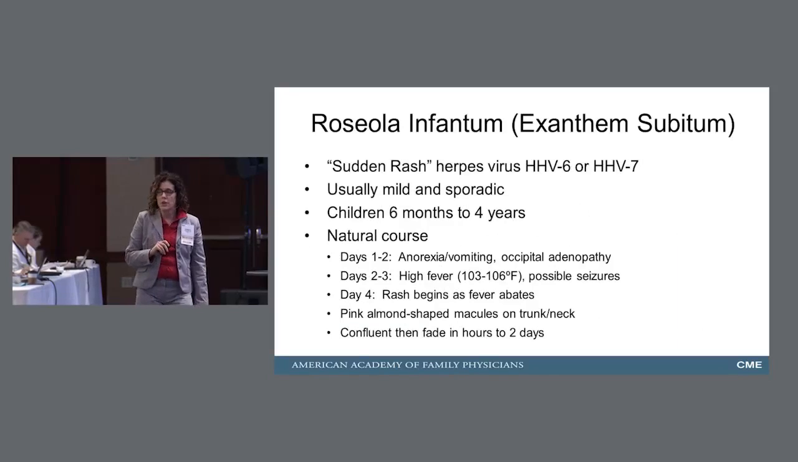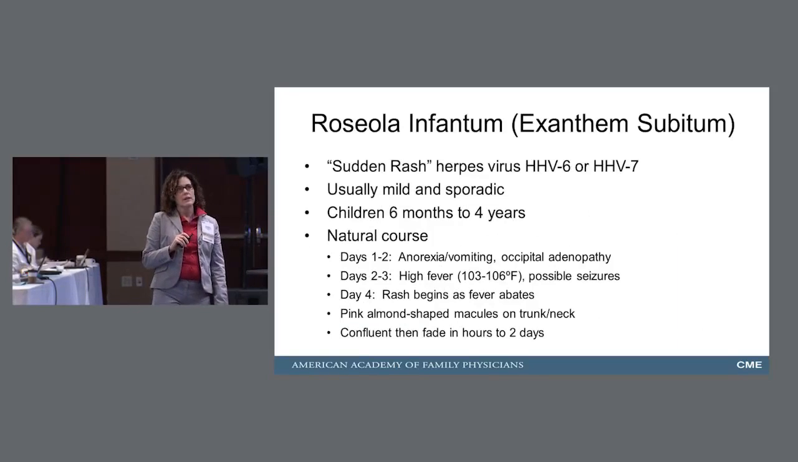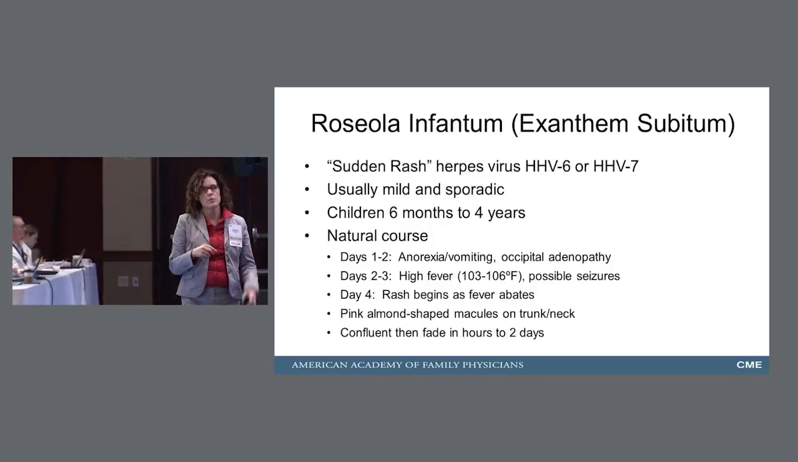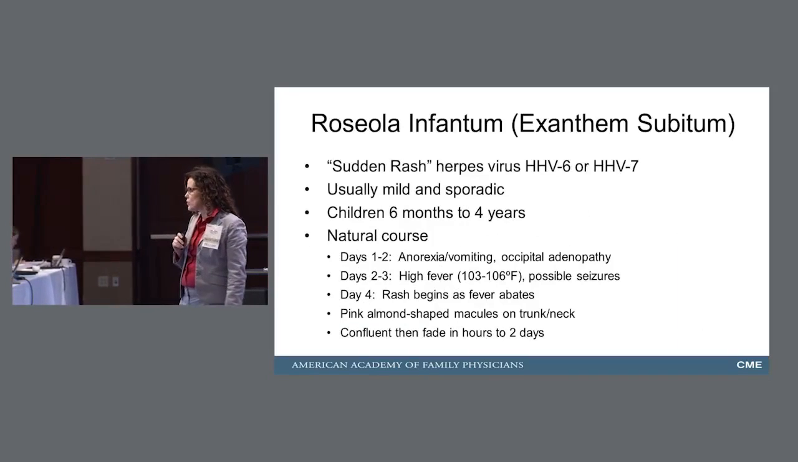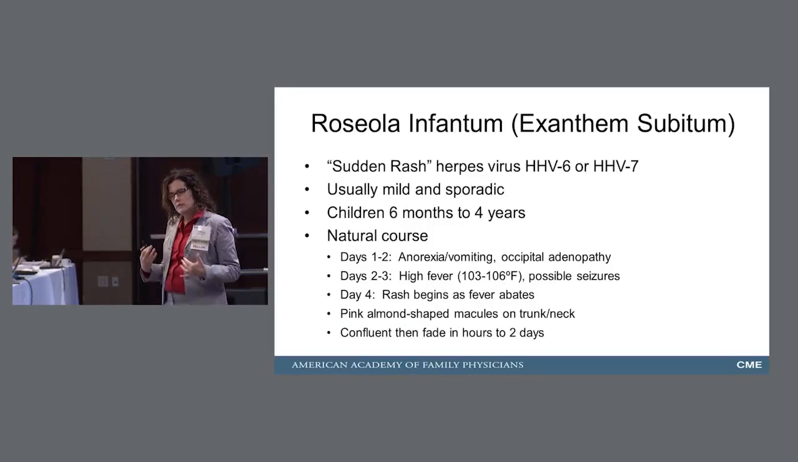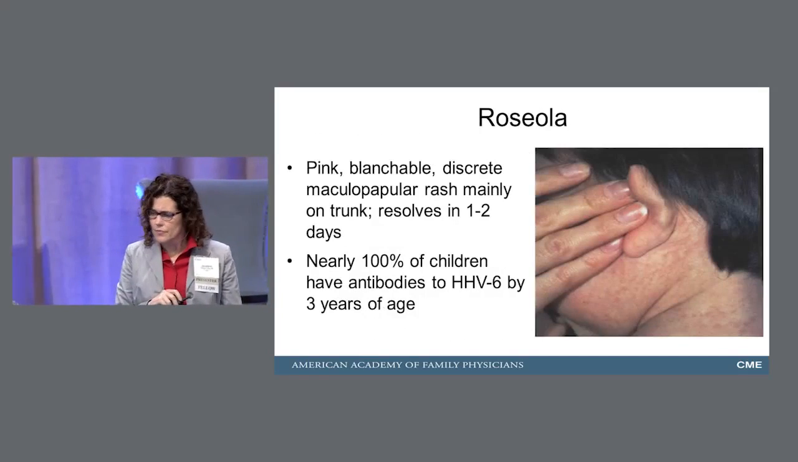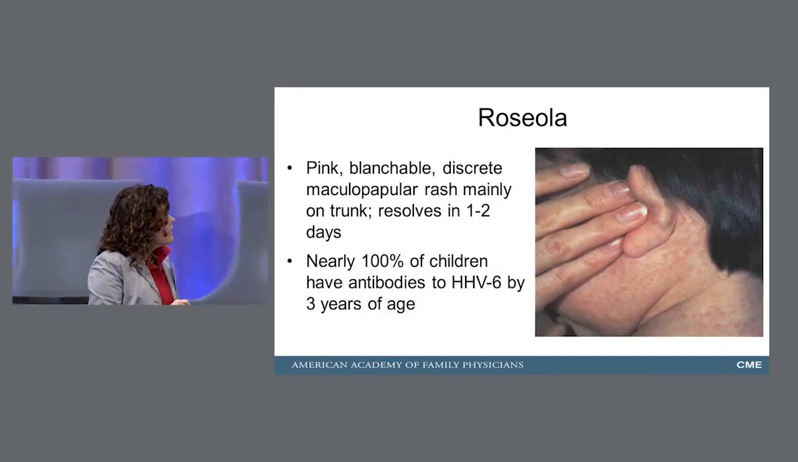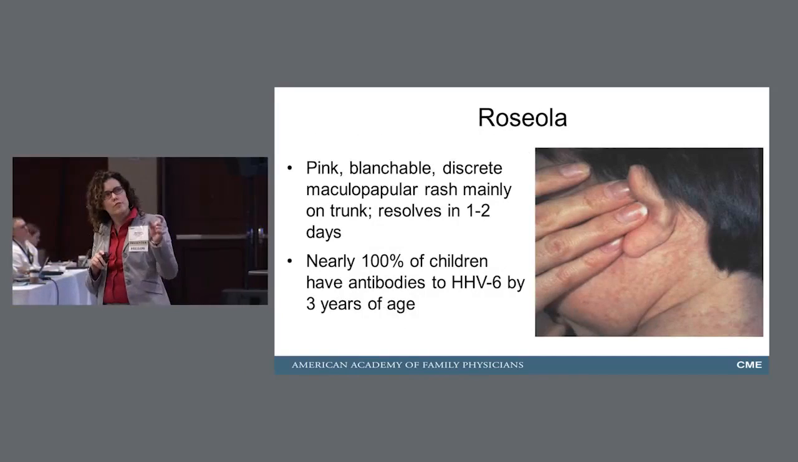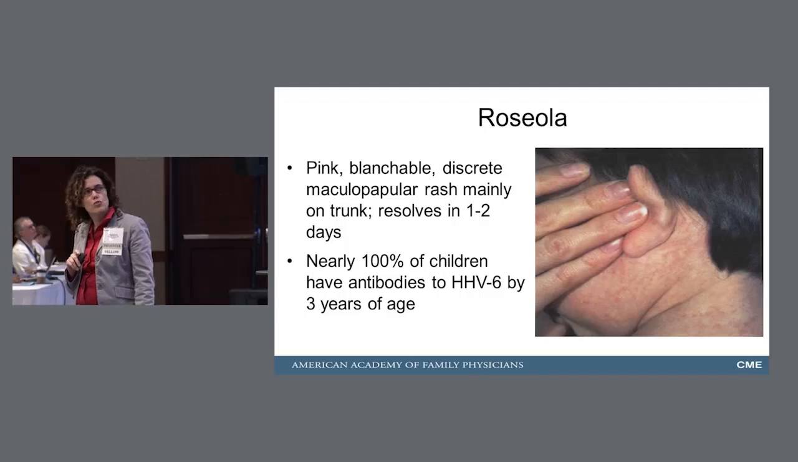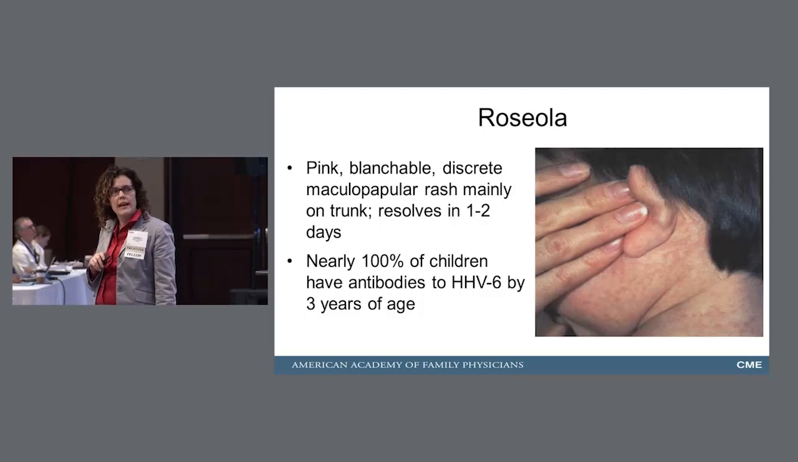terrible consequences. Roseola, again, a very common rash that shows up in children, very mild, sporadic. They get it in the preschool years. Usually they start out being sick again, high fever. They get better, rash comes out. You can see this is a picture of it. It's that pink macular-papular rash, mostly on the trunk. Pretty much all kids have it by age 3.